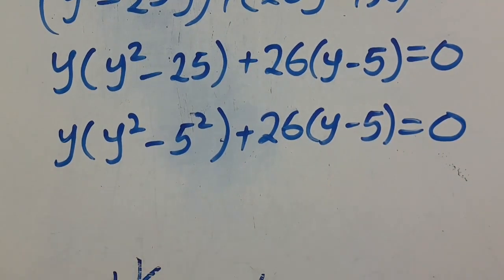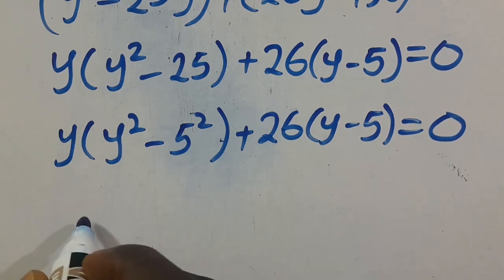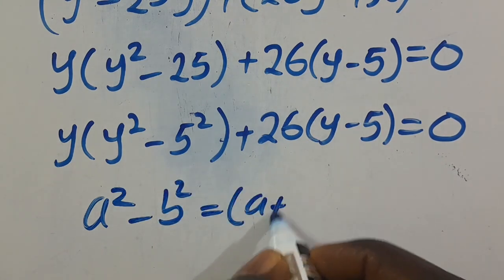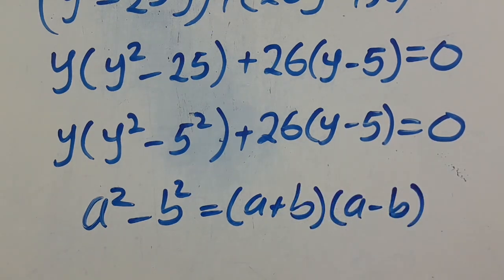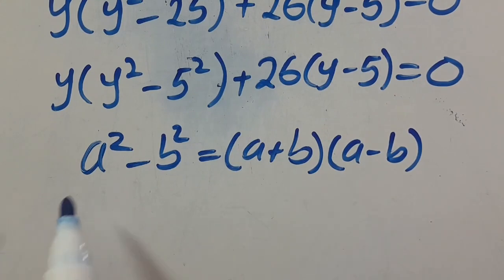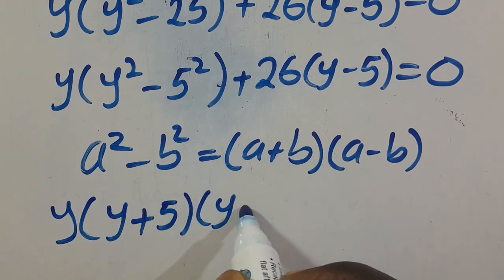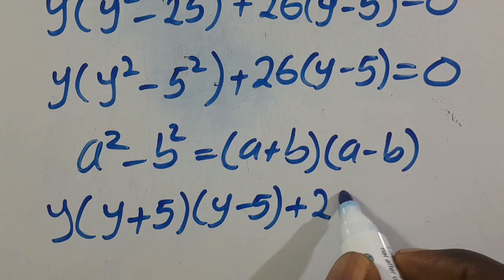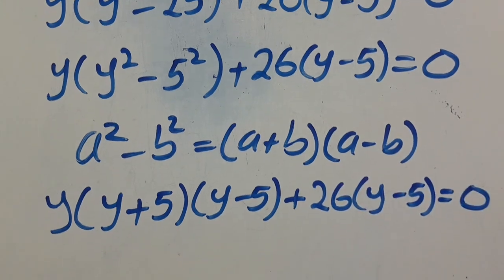This is the difference of two squares. And remember, when you have a squared minus b squared, it equals a plus b, all in brackets, multiplied by a minus b, all in brackets. So by applying it here, we are going to have y outside, then y plus 5 multiplied by y minus 5, all in bracket, then plus 26 into y minus 5, and everything equals 0.